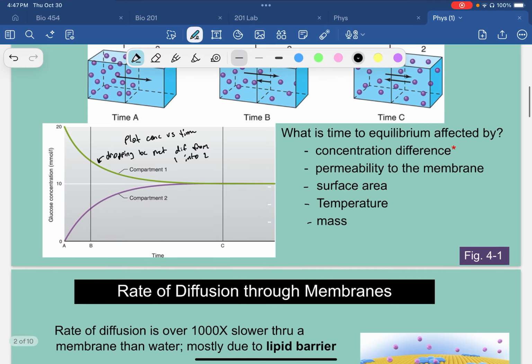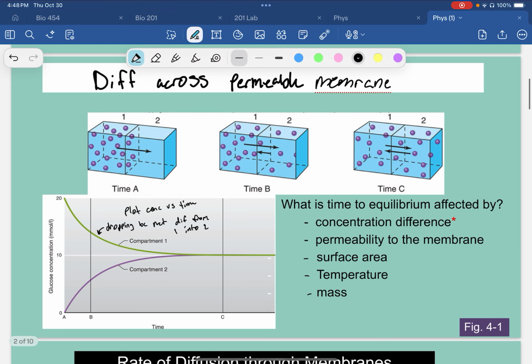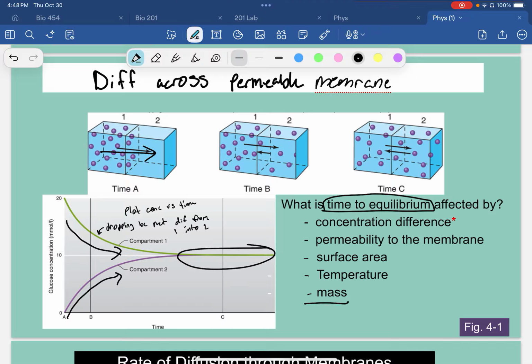So as we go down here and look at diffusion across a permeable membrane, we can see that these are all time to equilibrium. These are all effectors, and this is a great chart that can help us. I wrote down here that in this plot, compartment one is dropping. That means, as we can see here in time A, our molecules are moving into compartment two, so they're dropping out of compartment one and moving into compartment two. That's why compartment two is rising and compartment one is dropping until they reach equilibrium, which is at time C.